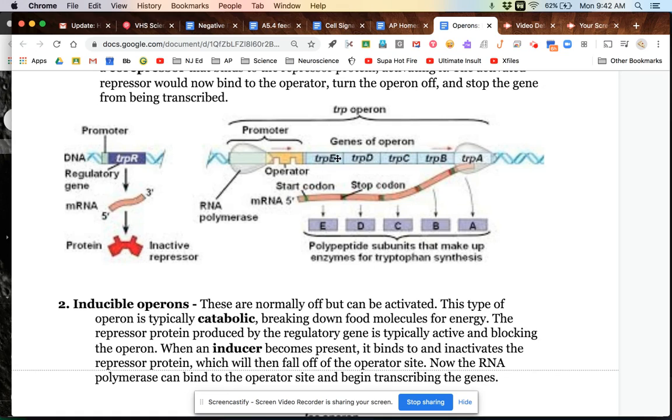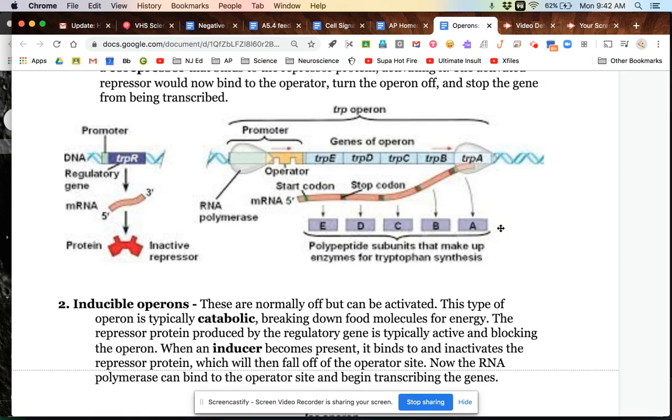You can see there are five of them, and they each make a polypeptide subunit that forms an enzyme. And what does the enzyme do? The enzyme synthesizes the amino acid tryptophan. This is a little bit weird to think about, a full protein making an amino acid. It's like a big brick building constructing a brick. But that's what this does.